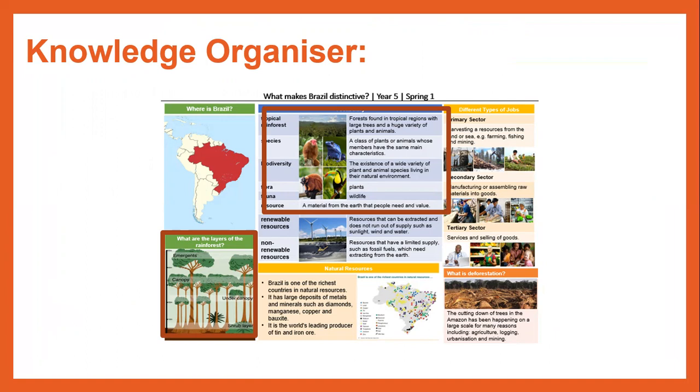Our knowledge organizer has our definition of our key vocabulary, such as biodiversity. So remember, when we are referring to some of the vocabulary and we are unsure, we can always go back to our knowledge organizer. As you can see in the bottom left-hand corner, there is also an image which demonstrates the different layers of the rainforest, which is what we are going to be exploring in this lesson. So if at any point you are unsure, please come back to this part of the lesson so that you can get the clarity and information from the knowledge organizer.